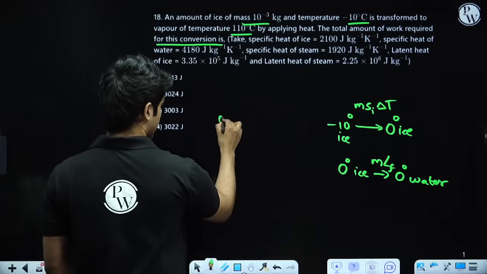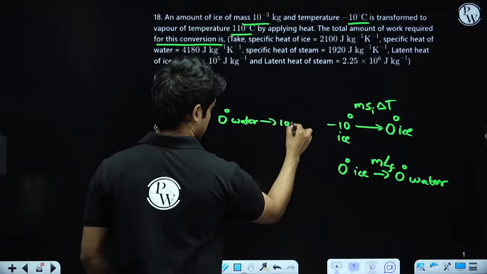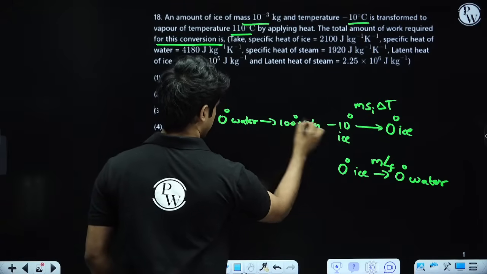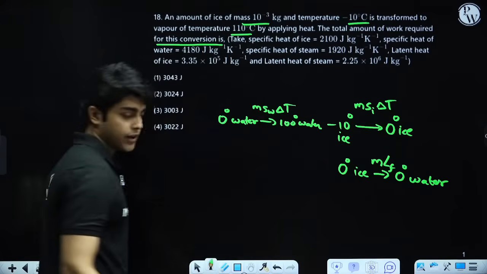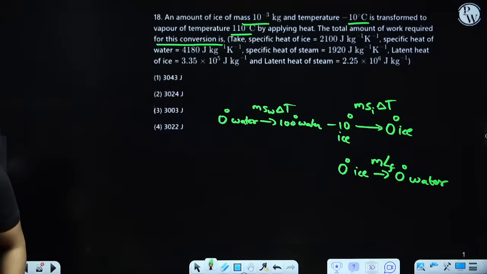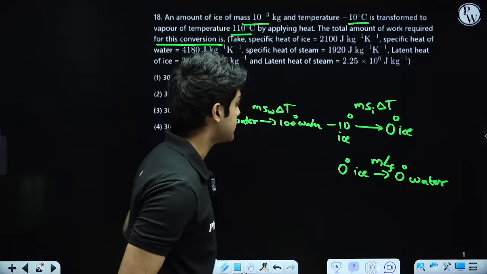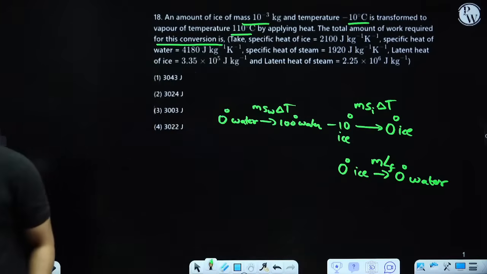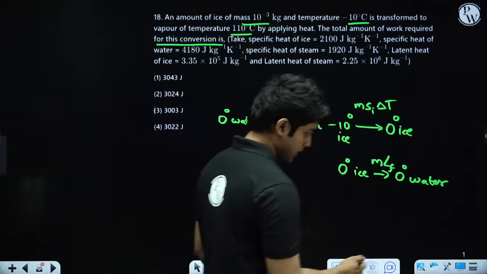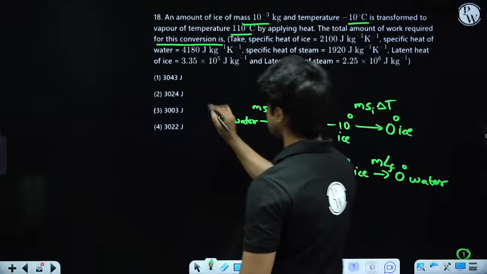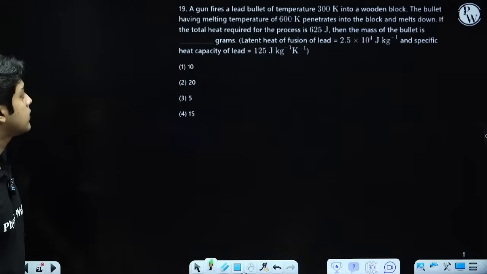Now we convert 0 degree water to 100 degree water, and for this we need m times specific heat of water times delta T, and finally we convert 100 degree water into steam by providing mass times latent heat of steam. So this is a calculation problem, so there is nothing much here. You guys can solve it. The answer will be the first option. Okay, so moving on.